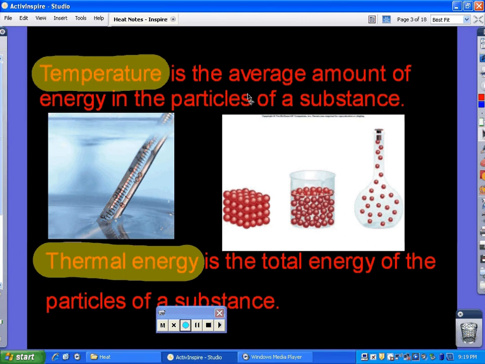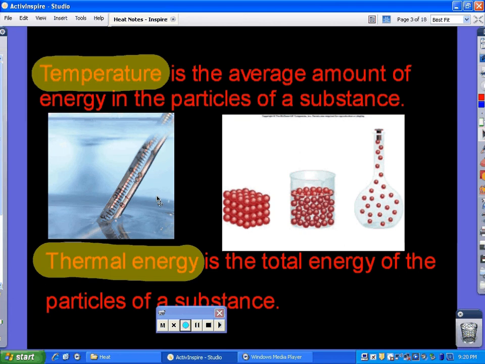Temperature, obviously we use a thermometer to measure it. It is the energy of the particles of a substance at any one time. For instance, a cup of water can be 100 degrees. That will be the kinetic energy of that amount of water, if you say 8 ounces is the cup of water.